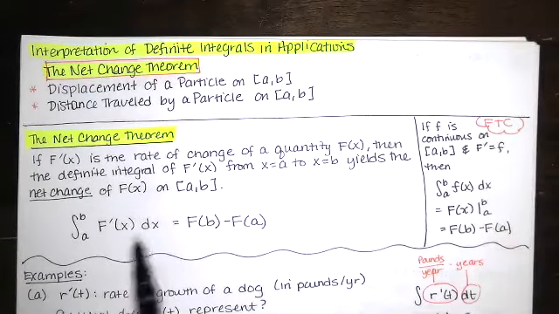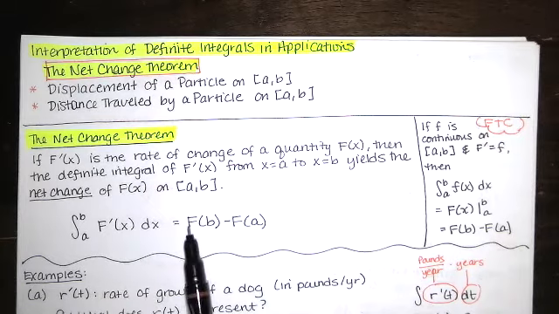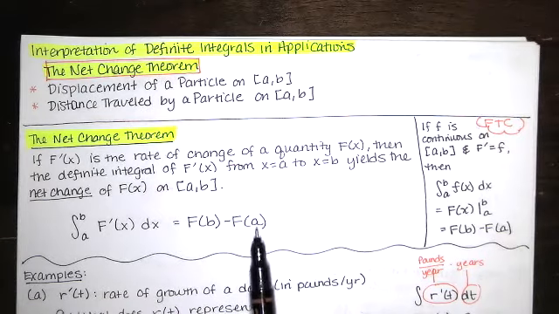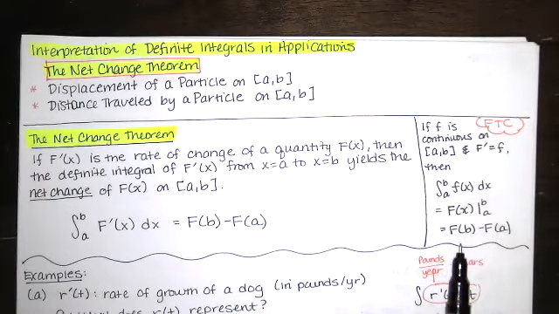We're thinking of f prime of x as the rate of change of some function. And we're saying if you integrate that rate of change, what you're going to get is the net change in the original function. So this is just the first part of the fundamental theorem.